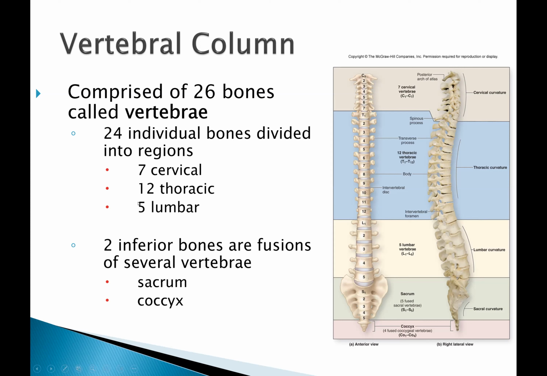And the way you can think of it is, well, you have breakfast at 7 a.m., you have lunch at noon, 12 noon, and then you have supper or a snack at 5. So that's your lumbar. So 7, 12, and 5. And then you have sacrum and then the coccyx.